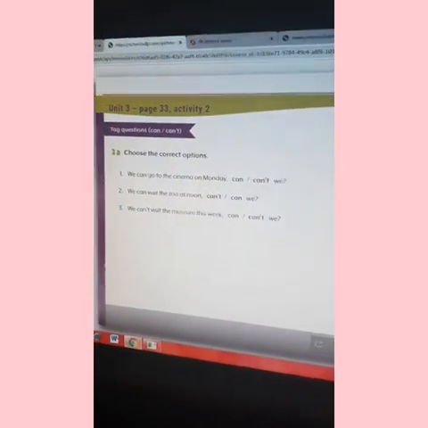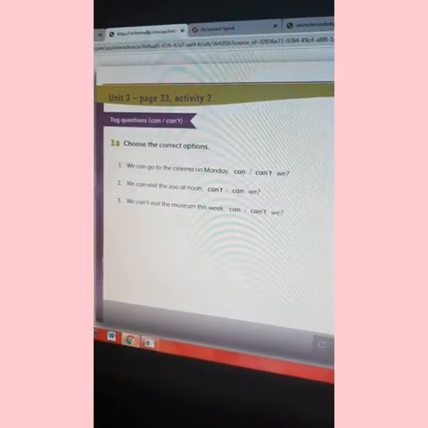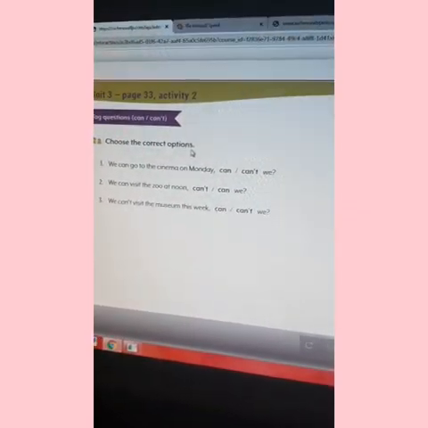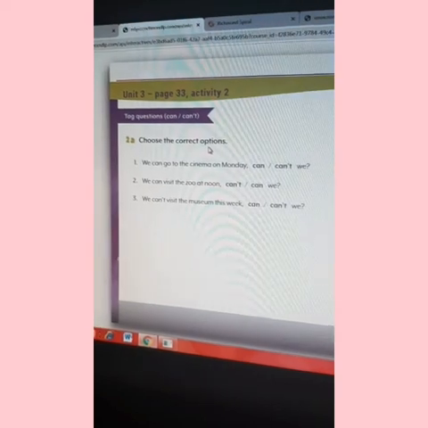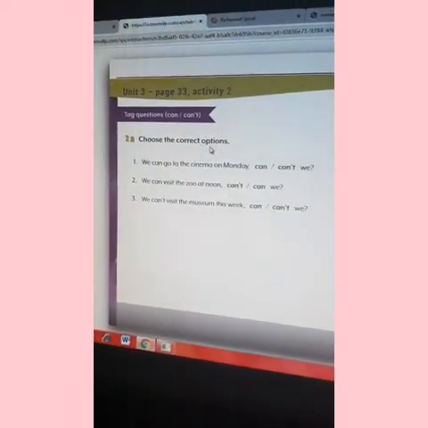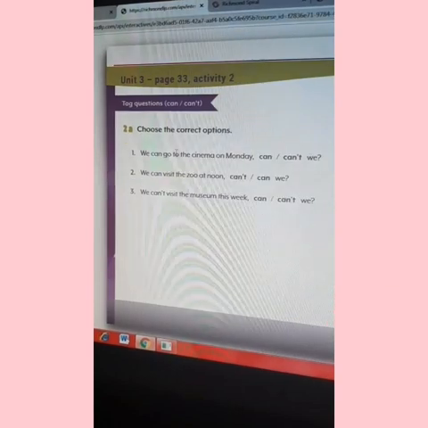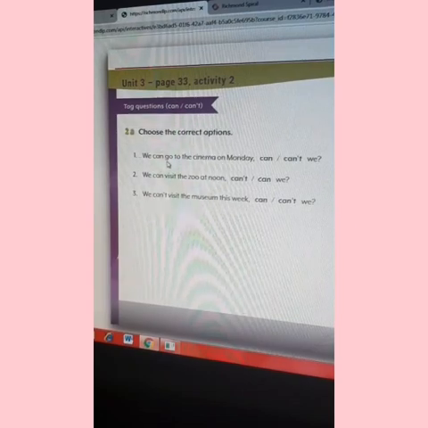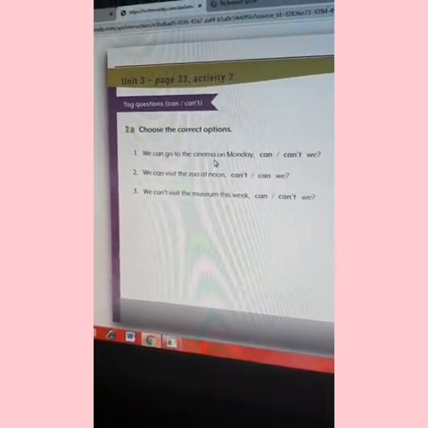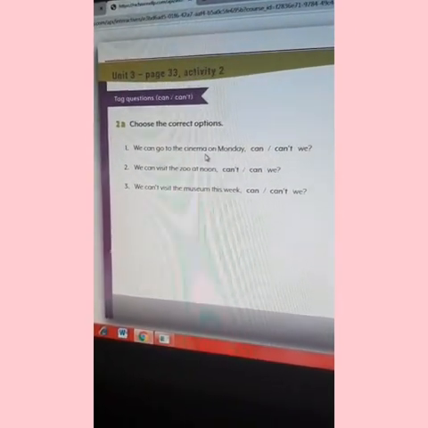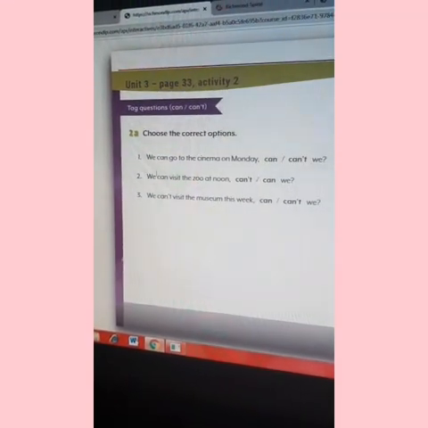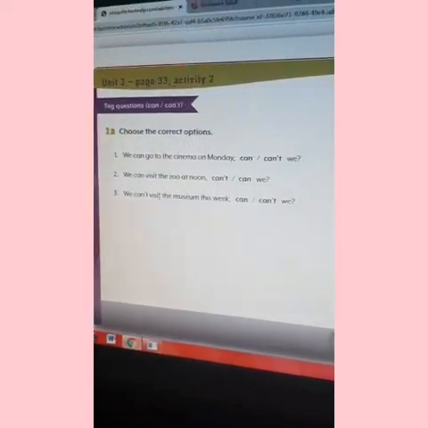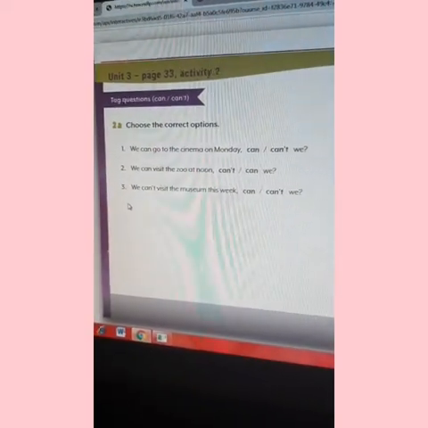And finally, we have the last activity for this page. Okay, and we have choose the correct options. Choose the correct options. Remember to take into account the explanation that I gave you. I'm gonna make a review about it. When you have here a positive statement, the third question will be in negative. If you have a negative statement, as in this sentence, the third question will be in positive.